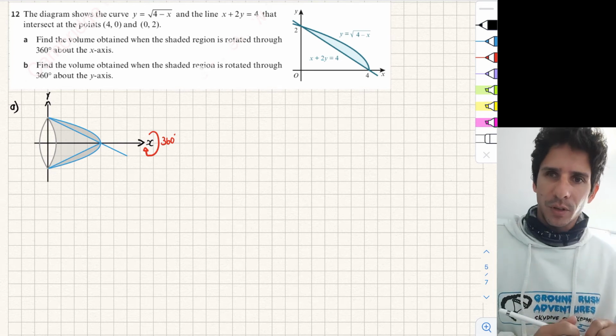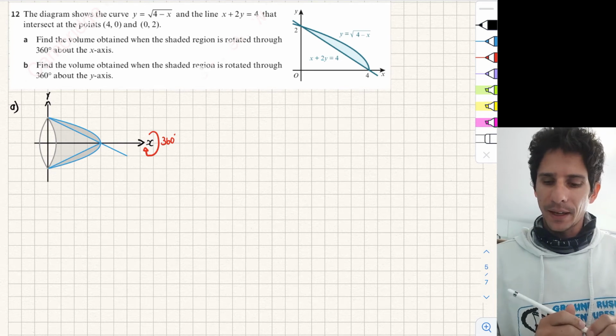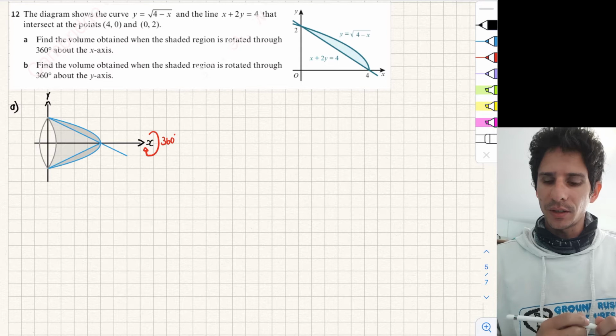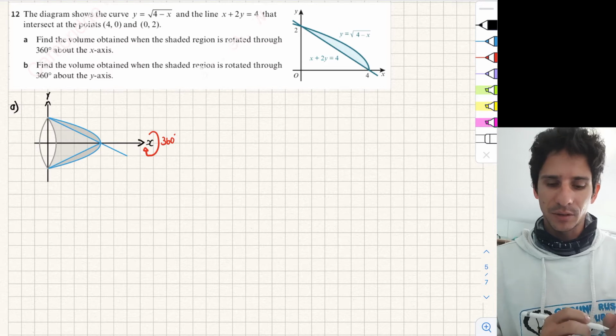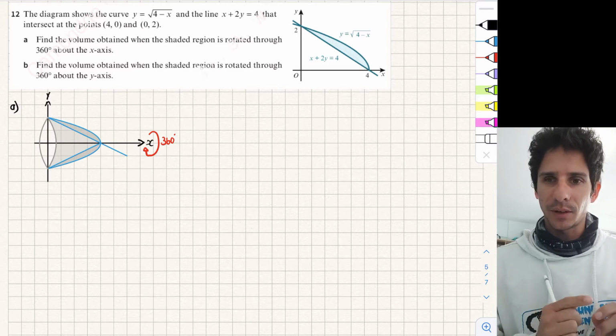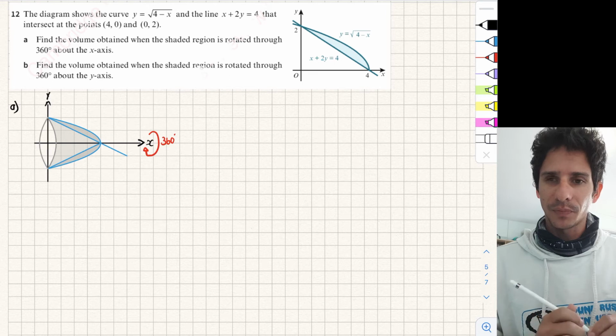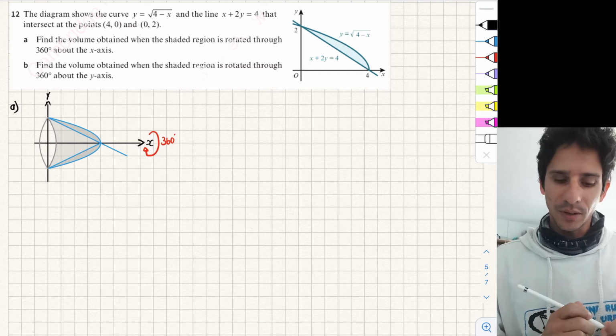Right, in this question we have two equations that have created an area. In both parts they're going to ask us to rotate this area around both the axes, and we want to find the volume of the shaded portion as it's rotated around either of the two axes. So we're going to start with the x-axis.